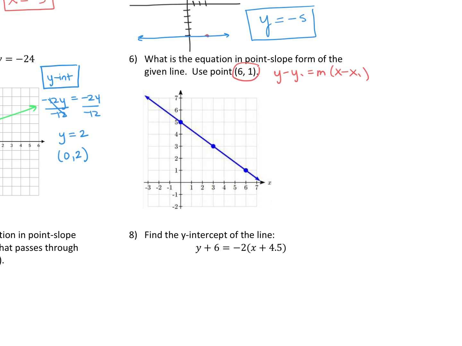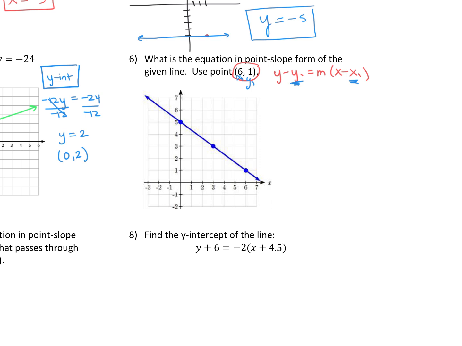So that (6, 1) gives us the x1 and y1 that we're going to use here and here. And so what we need is the slope. We could pick out 2 ordered pairs and do our slope formula. But because we're presented with a graph, it is okay to count your rise over your run.